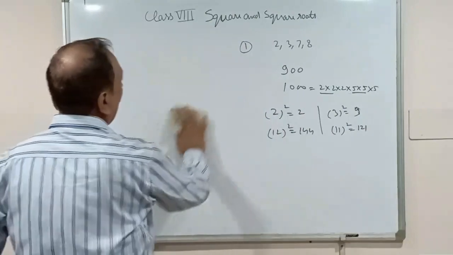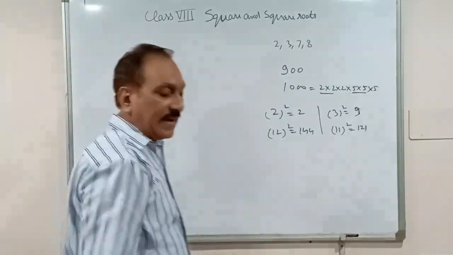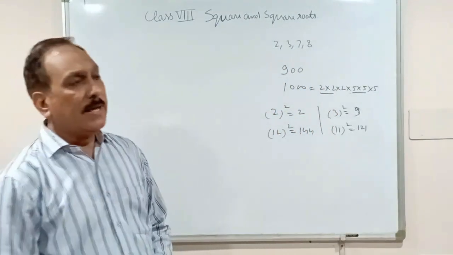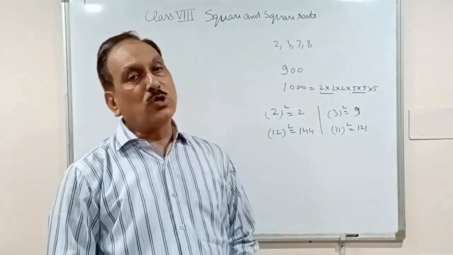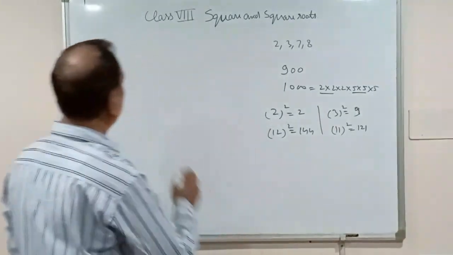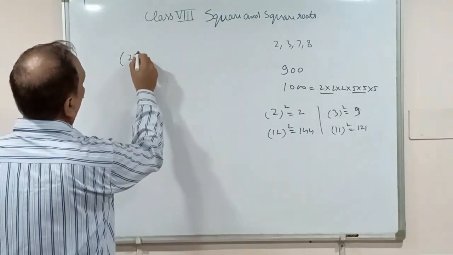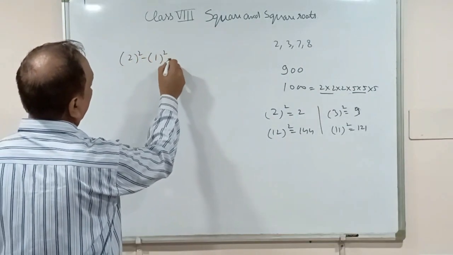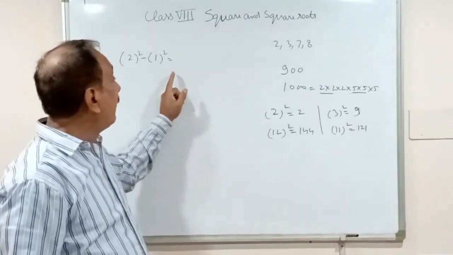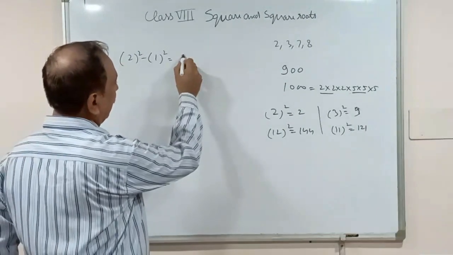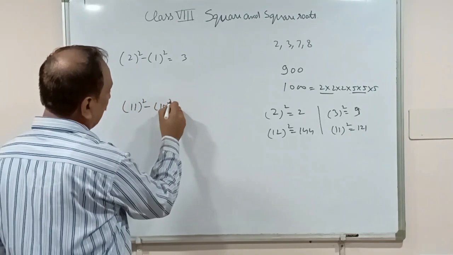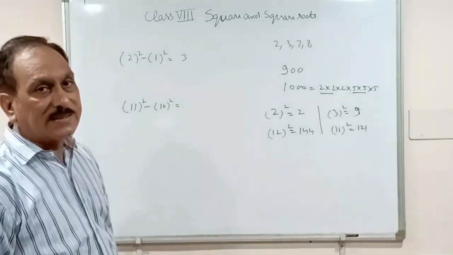अगेन आई विल टेल यू सम इंटरेस्टिंग फैक्ट्स ऑफ स्क्वायर. फर्स्ट, जब कभी भी आपको दो कॉन्जिक्यूटिव नंबर्स के स्क्वायर का डिफरेंस फाइंड करना हो, इज वेरी इजी. Let number is 2 square minus 1 square. This is very simple. 2 square is 4, 1 square is 1, difference is 3. Yeah, 11 square minus 10 square. आप इजीली फाइंड कर सकते हैं इसको.